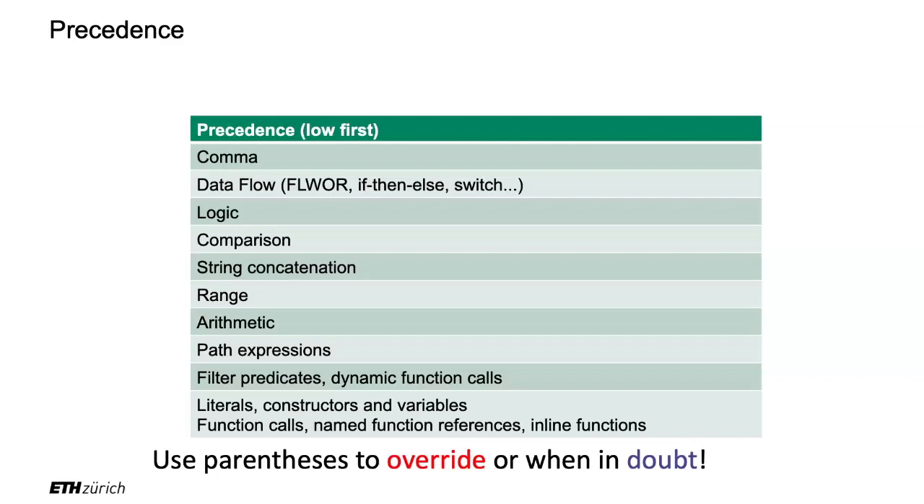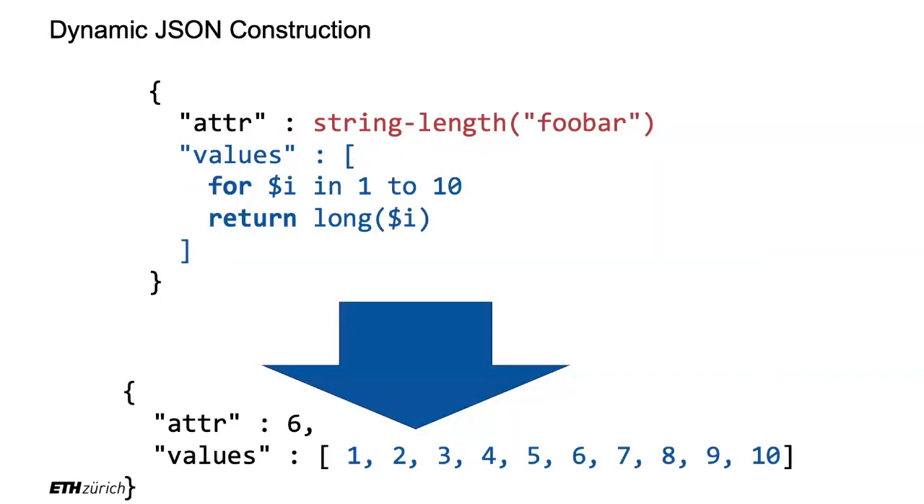Right? Just for reference, I put the actual order in here, with the highest precedence at the bottom and the lowest one at the top. But again, just put parentheses. Put parentheses, you're safe. You know exactly what is executed in what order.